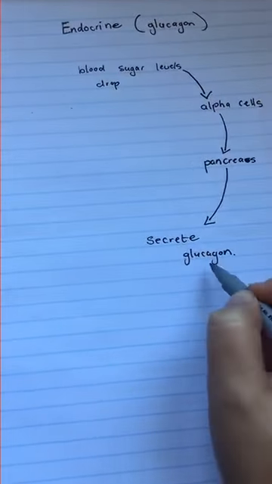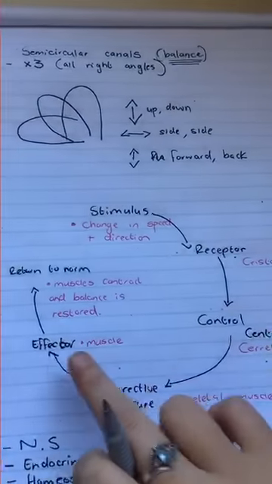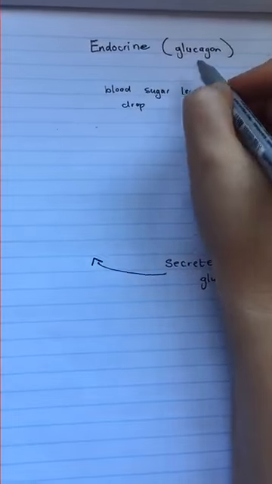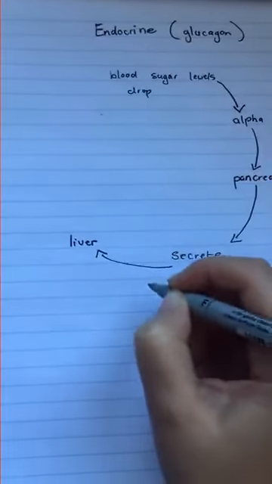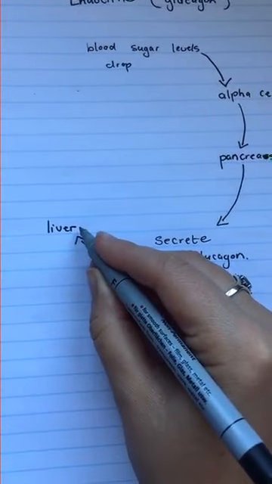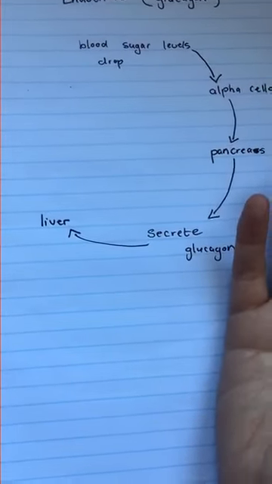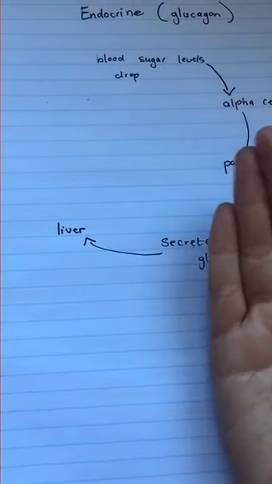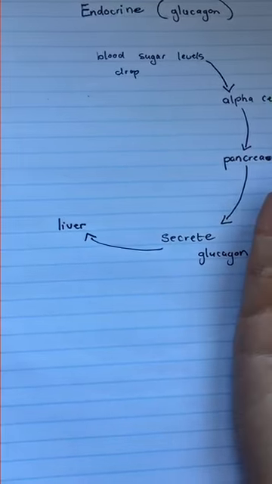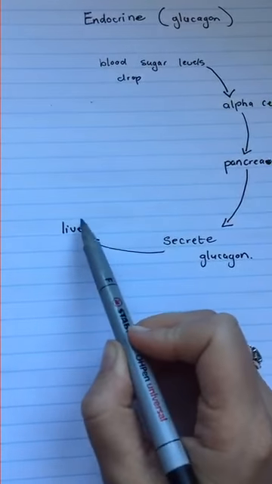So we secrete glucagon, right? Now that needs to go to the, if we go back here, effector. Now this is glucagon, everybody. The effector is only going to be the liver, not the muscles. And the reason for that, why it's not the muscles, is because why would you want to take sugar out of tissue that needs instant access to sugar at all times? You don't ever want to do that. So the liver is the only effector.